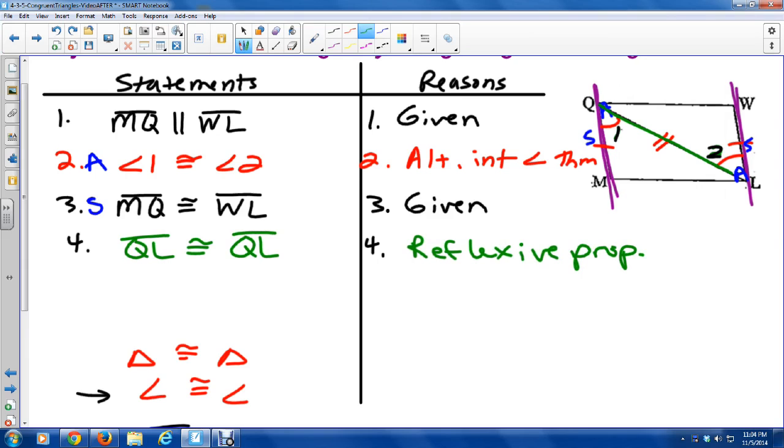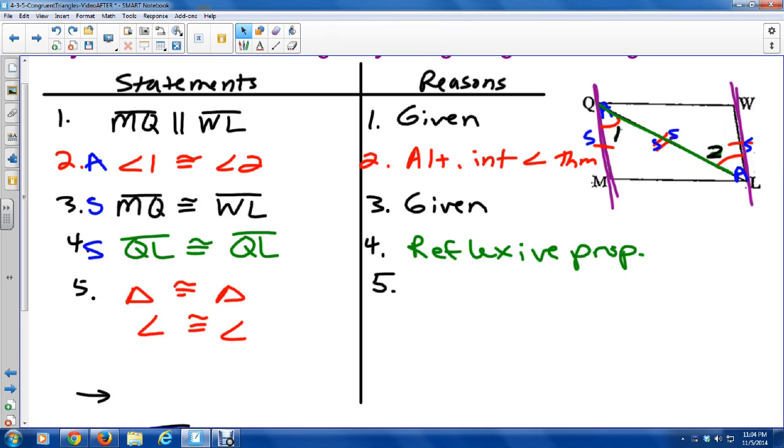And that's my reflexive property. So I now have angle, side, and I have a second pair of sides congruent. Okay, it looks like I'm ready to go ahead and say triangles are congruent. So I'm going to bump this up, but I guess I need to actually write them out.